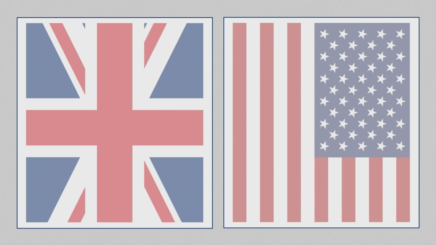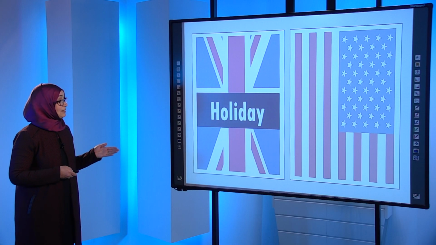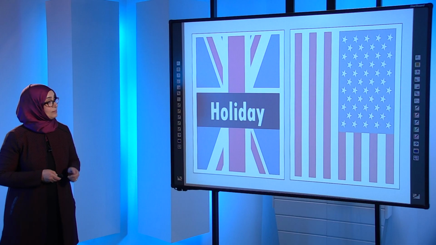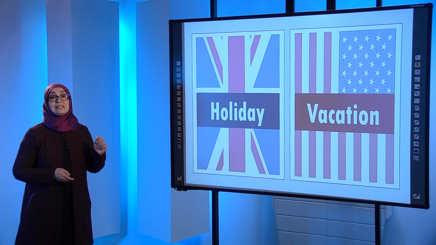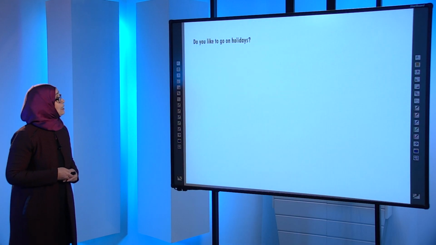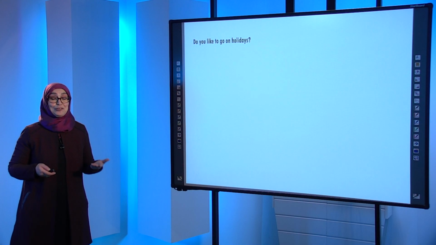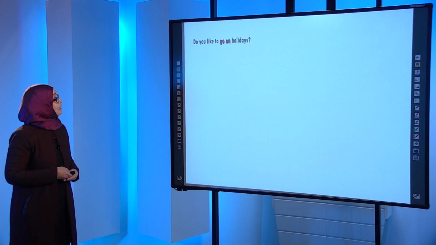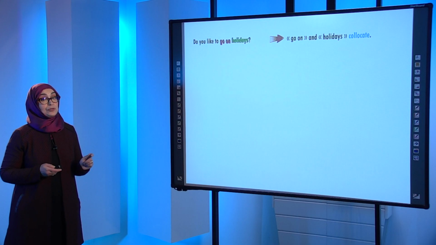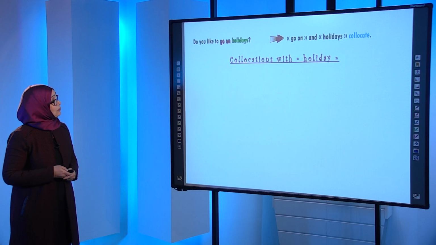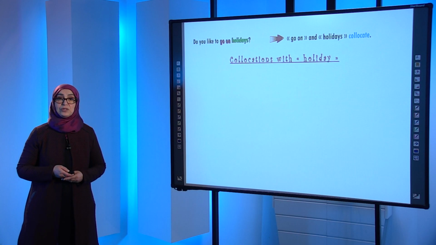Now let me draw your attention that the word holiday is a British English word. Its equivalent in American English is vacation. Do you like to go on holiday? Of course, who doesn't? Now here remark that go on holiday collocate together. That is, together they make a combination that gives a new meaning different from the meaning of the two words separately. Now let's see other collocations with the word holiday.